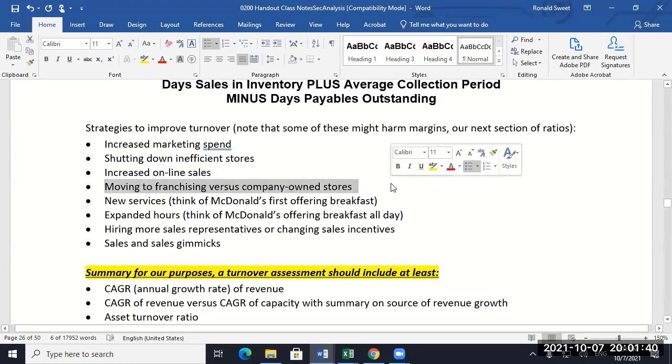McDonald's turned themselves around. How did they do it? Their turnover rate numbers got tremendously higher because they franchised a large portion of their stores. What happens when you do that? Your revenue drops dramatically, doesn't it? But what else drops? Your assets drop dramatically because you don't own all these stores. The impact of that is what? Your asset turnover shoots up and your profitability shoots up.